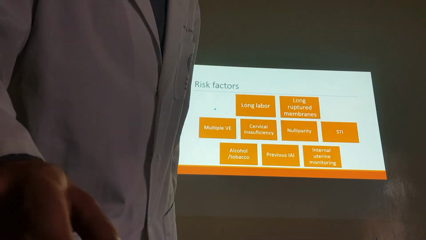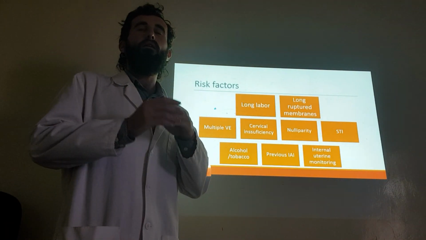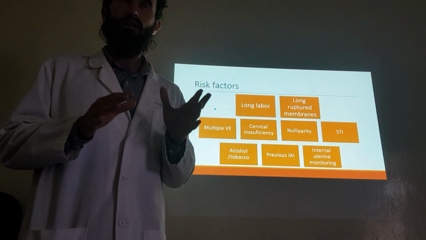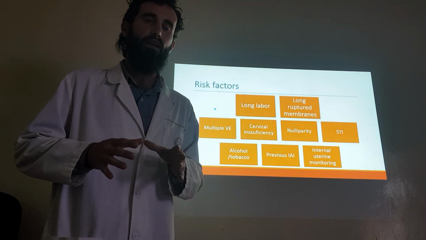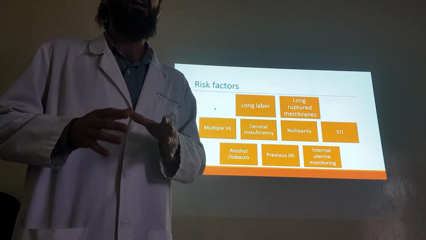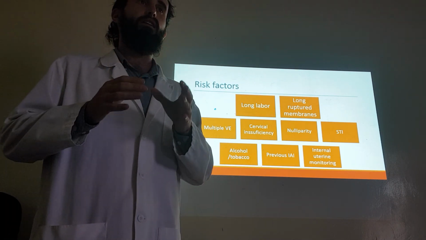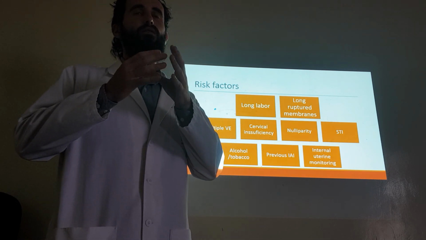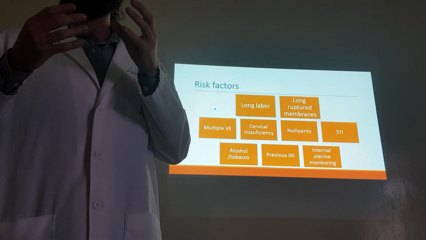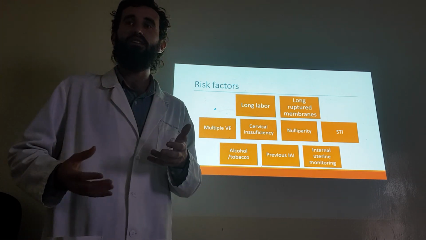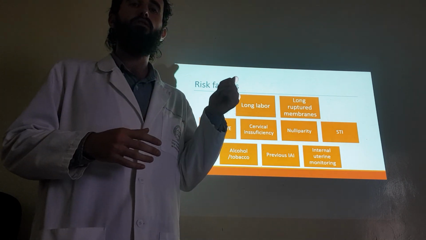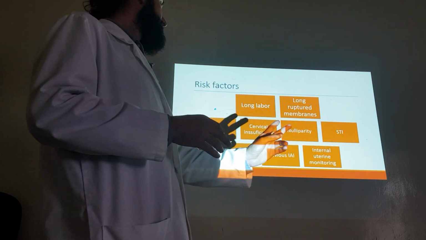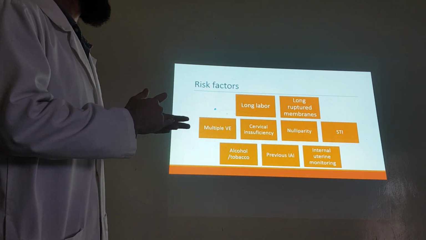So what about the risk factors to have chorioamnionitis? As we said, the most common pathogenesis is the ascension of the flora from the vagina and the cervix to the uterine cavity. So we need a long rupture of membranes to give the bacteria time to go up, and also long labor. The main important risk factors are long labor and long rupture of membranes.